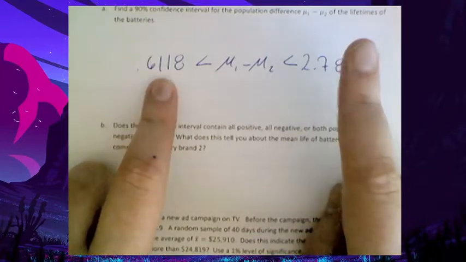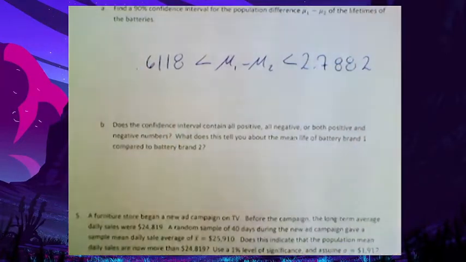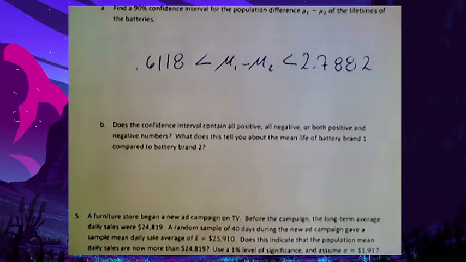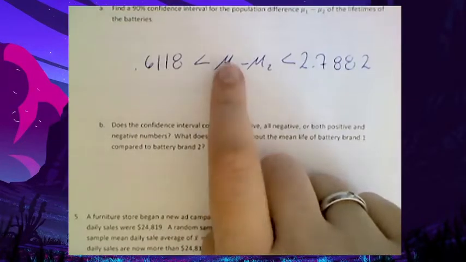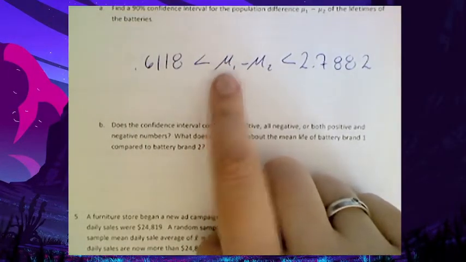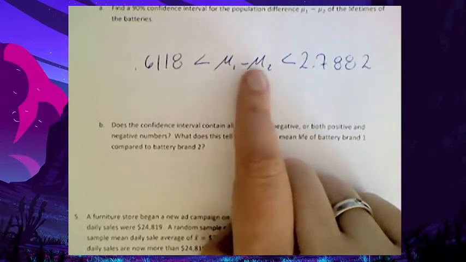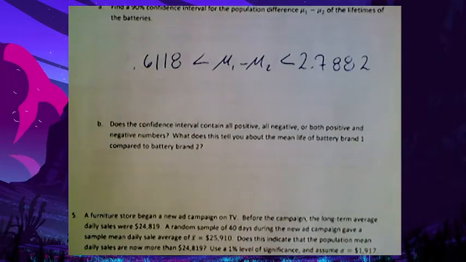So if it's positive on both ends, what I'm saying is I'm 90% confident that the actual value of mu1 minus mu2 would give me a positive number, meaning that mu1 is larger than mu2. Okay? Because I'm only getting positives when I subtract them. So that's what I would be saying. Hey, I'm confident that mu1 is larger than mu2.